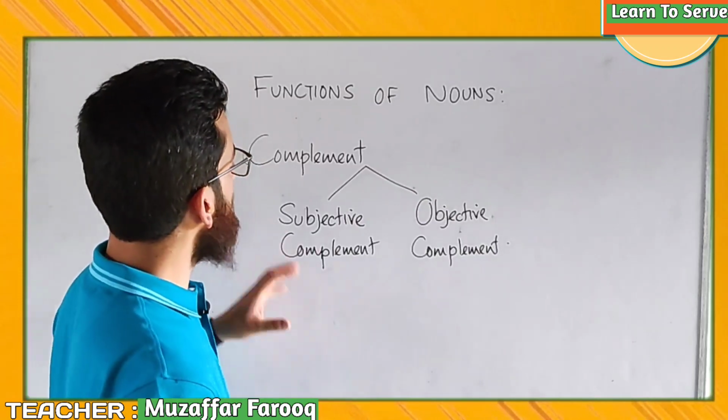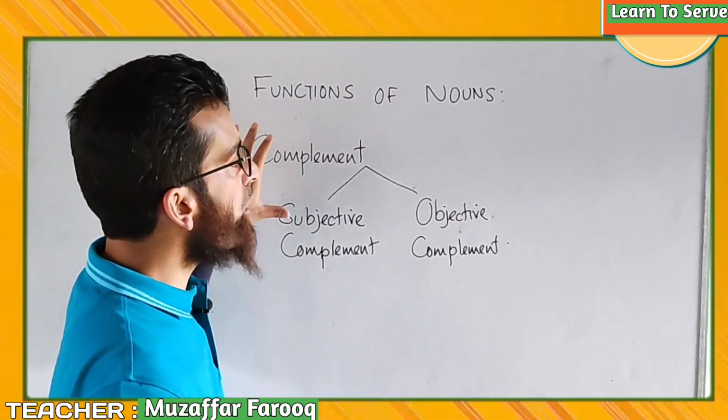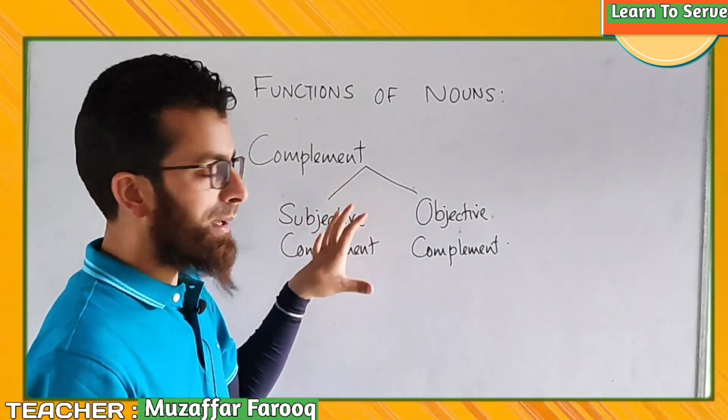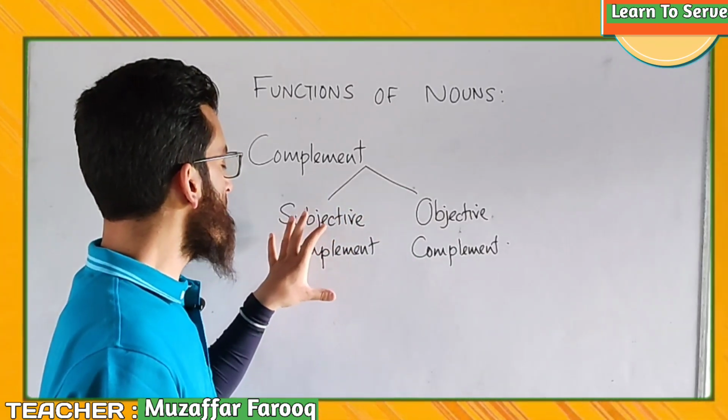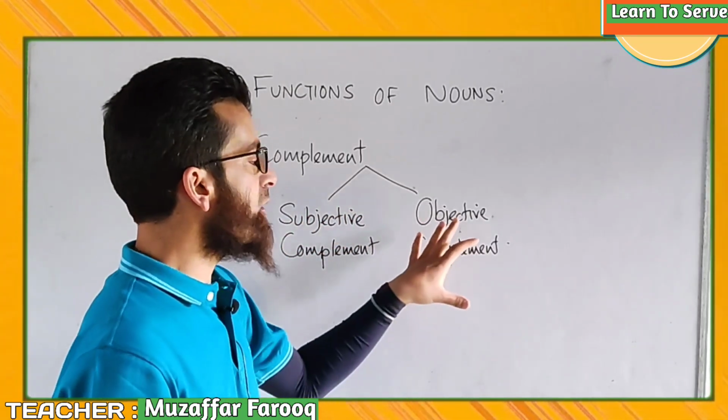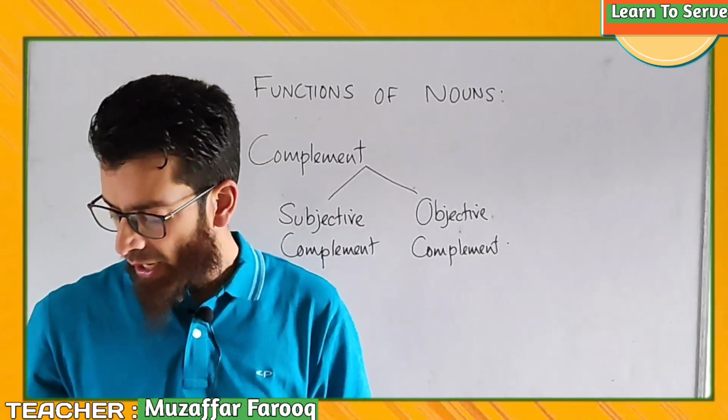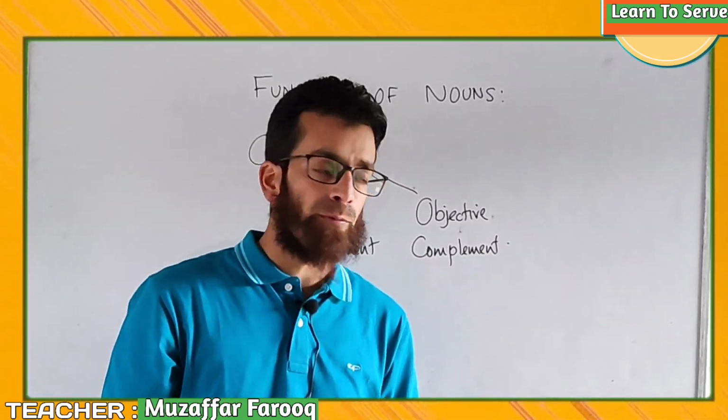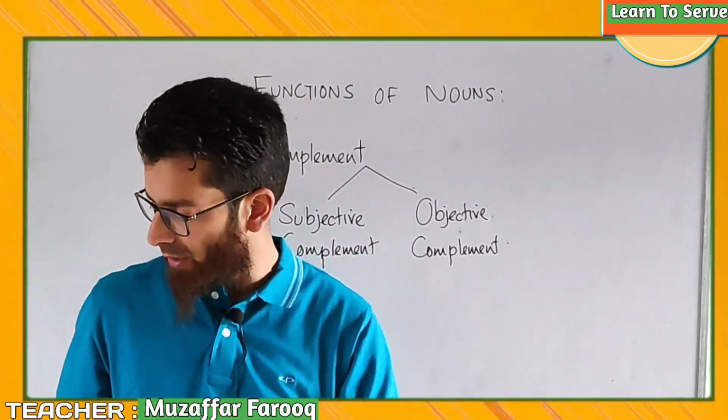तो हमें जो यहाँ पर पढ़ना है कि the function of a noun as complement. तो मैंने कहा ये दो तरीके से हो सकता है, subject complement and object complement. Okay, I will give you an example for both these terms.